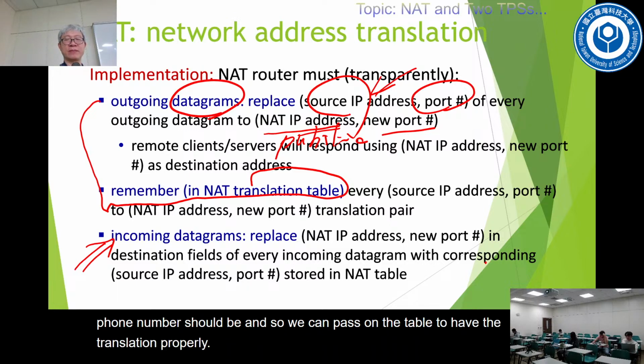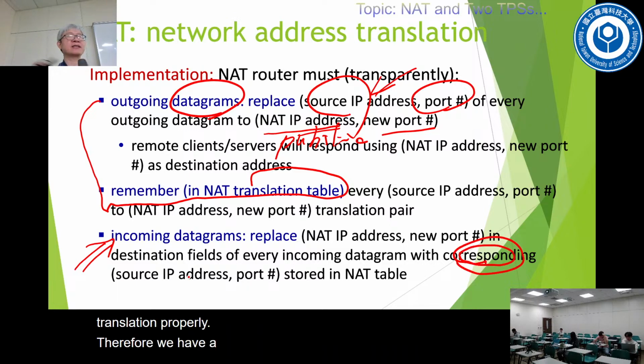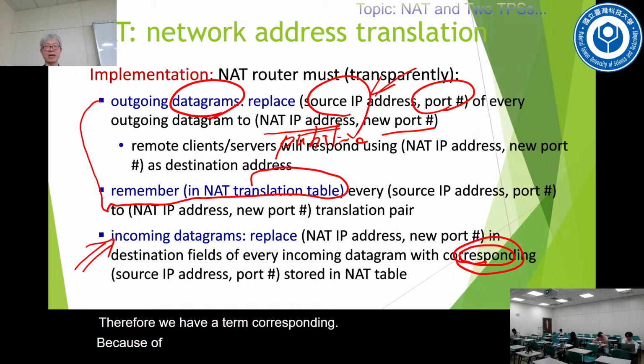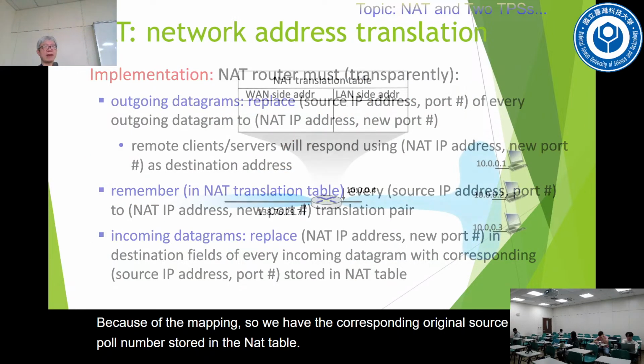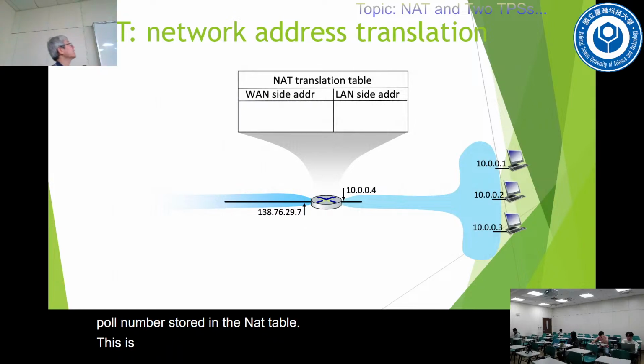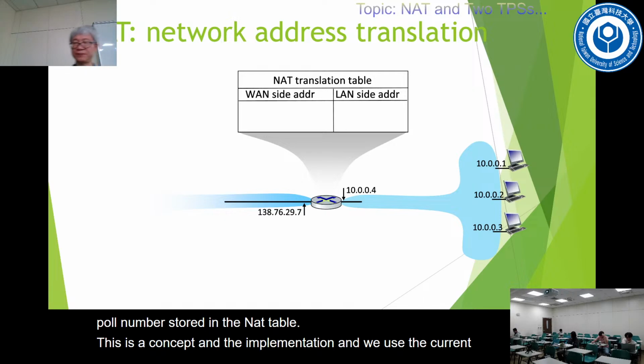Because of the mapping, we have the corresponding original source IP and port number stored in the NAT table. This is the concept and the implementation. We use the current figure for illustration. Look at this.